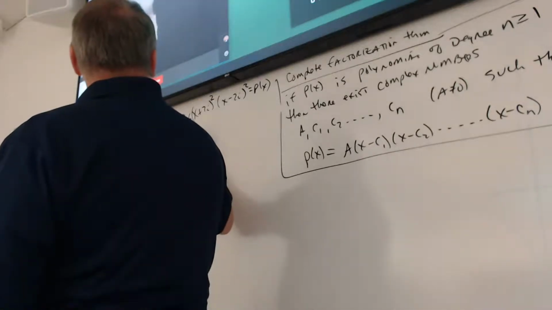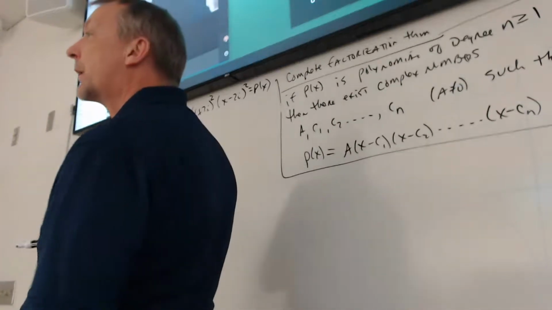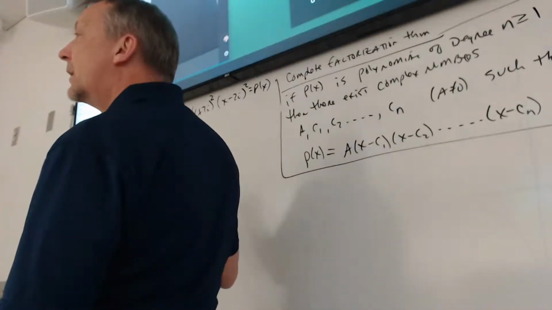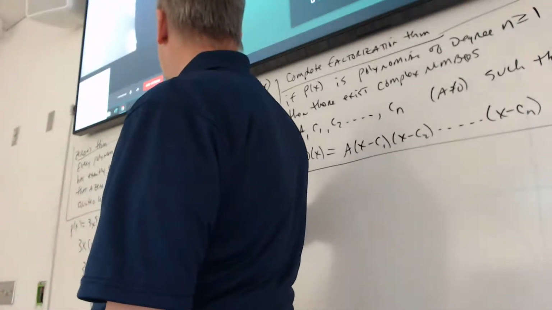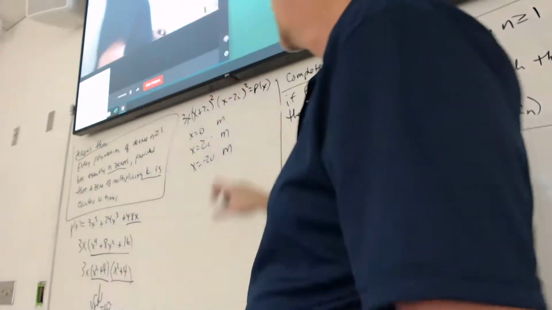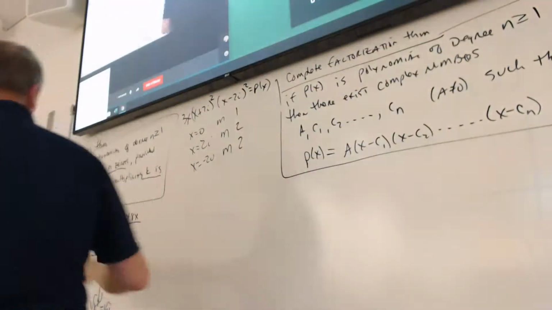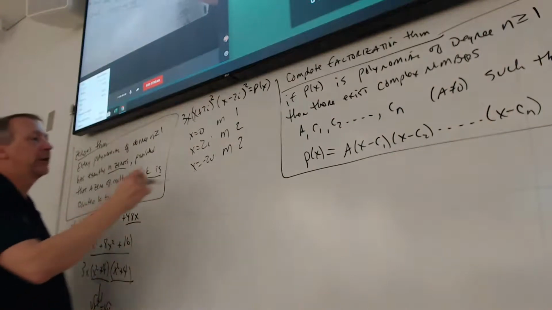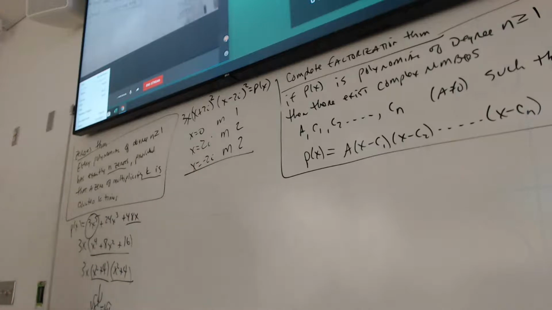So what are my zeros? x equals 0, x equals 2i, and x equals minus 2i. What are your multiplicities? 1, 2, and 2. That adds up to 5, so I've got a 5th degree polynomial. I've got 5 solutions if I count all of my double zeros. Okay? Make sense?